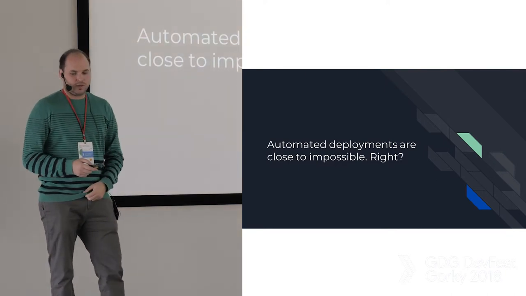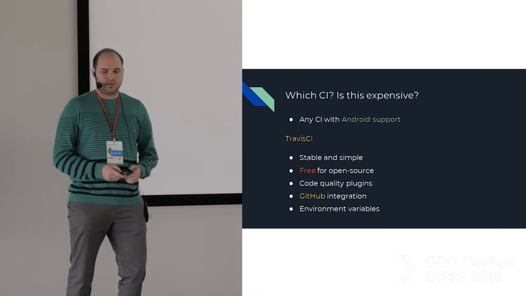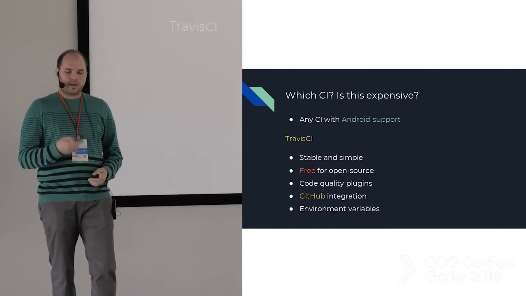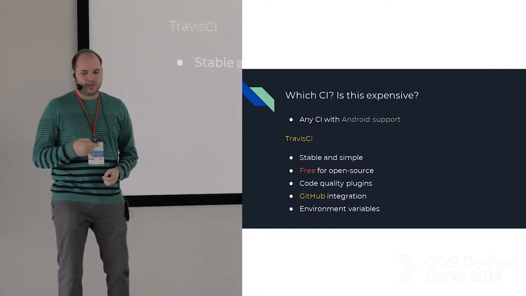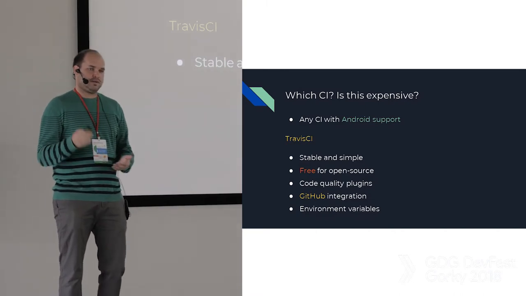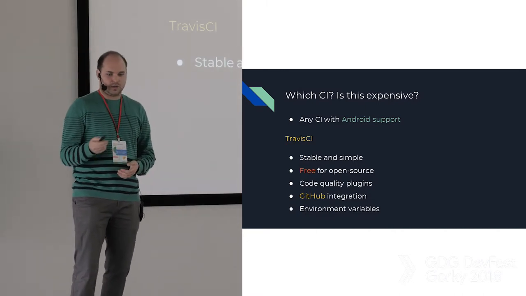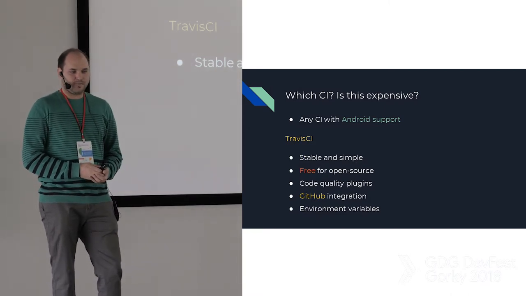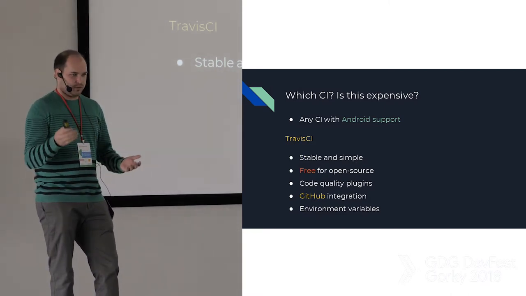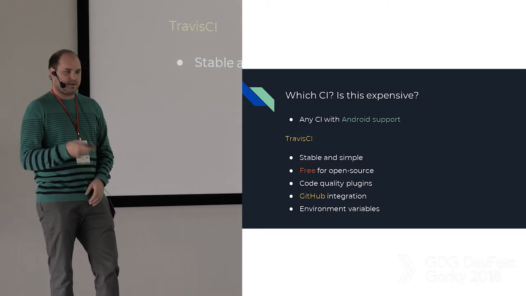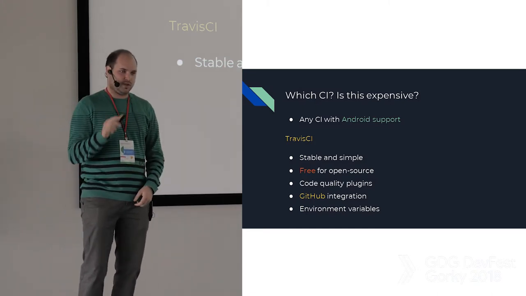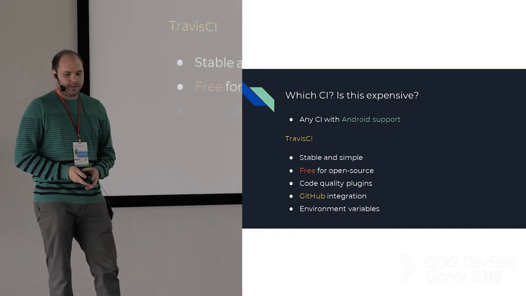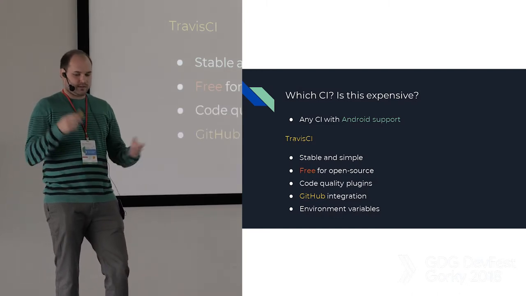And so just quickly run through CI work. You can run any CI with Android support. I use Travis because I managed to configure it to work. And I also have a file that's uploaded, and it's easy for anyone to use. So if you want to use Travis, I have it finished. You just change your data, and that's it. It's free. It has lots of plugins.